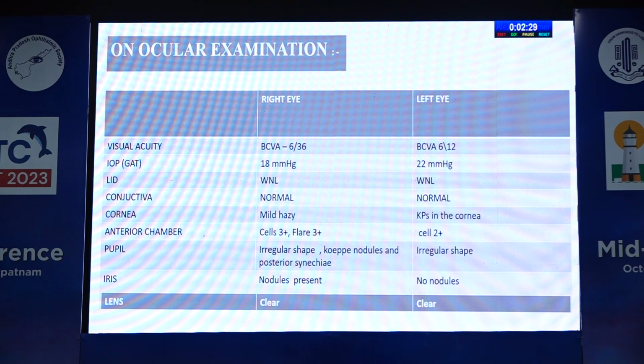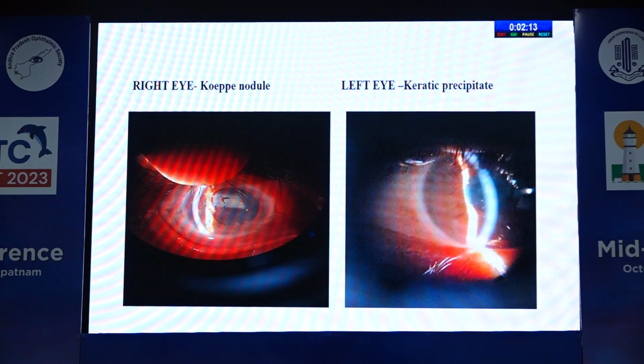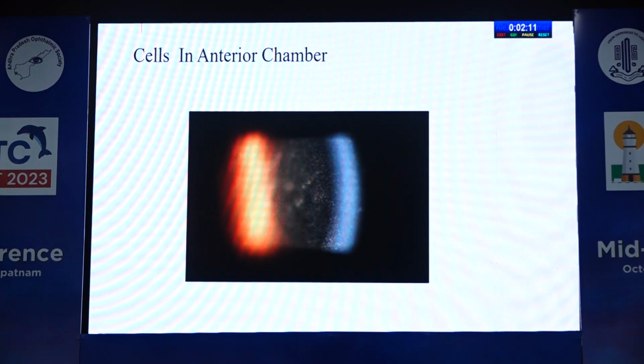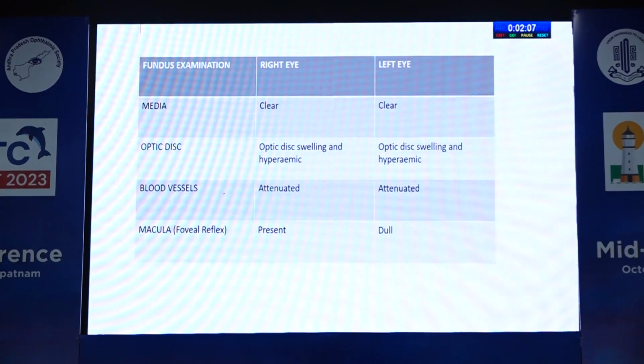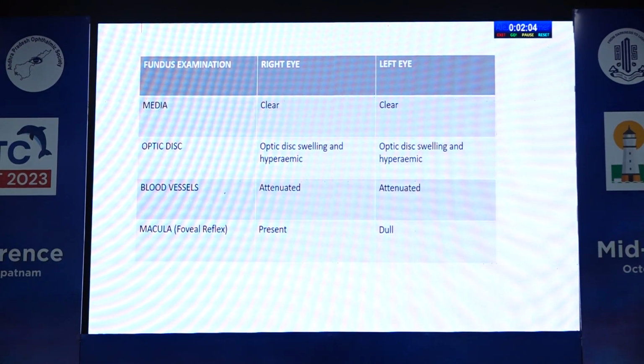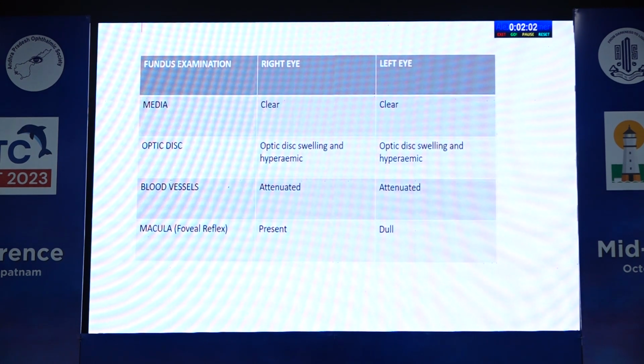KP in the cornea, anterior chamber cell 3+, flare 3+, left eye cell 2+, pupil irregular in shape, Koeppe nodule present, left eye irregular shape pupil, iris nodule present in right eye. On fundus examination, right eye media clear, optic disc swollen and hyperemic, blood vessels attenuated in both eyes, macular foveal reflex dull in left eye.